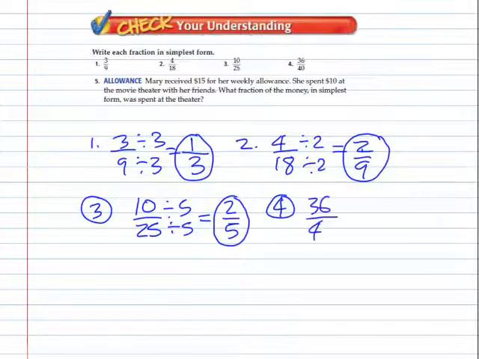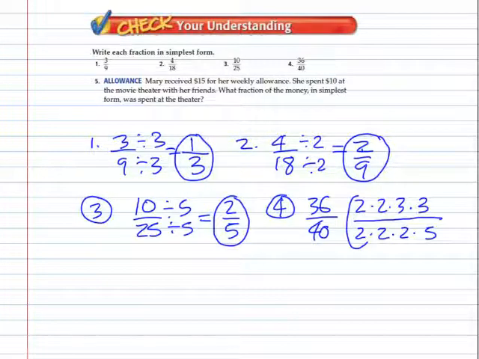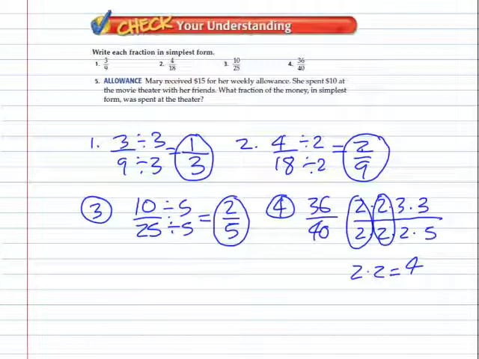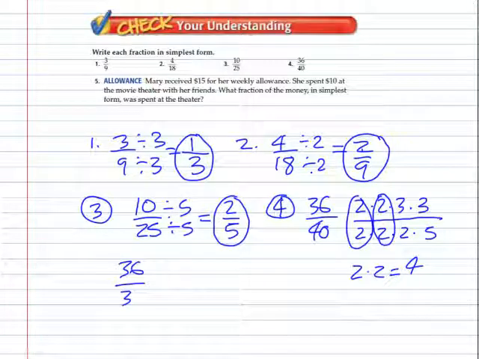Number 4, 36/40. I'm going to do prime factorization here. 36 is 4 times 9, so that's 2 times 2 times 3 times 3. 40 is 4 times 10, which is 2 times 2 times 2 times 5. The product of the common prime factors would be 4. 2 times 2 is 4. So the greatest common factor here is 4.